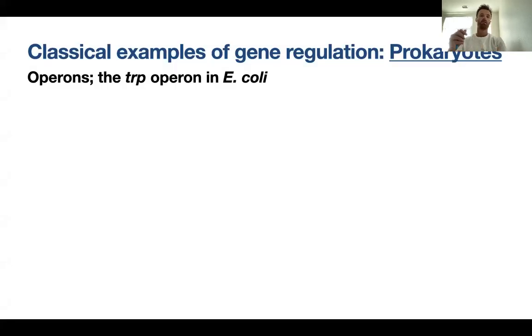Okay. The trp operon, E. coli, bacterial cells. So it's a very highly studied model organism for molecular biologists. They use E. coli a lot. And so E. coli contains the trp operon. And so trp is the gene. So we italicize it, it's lowercase.